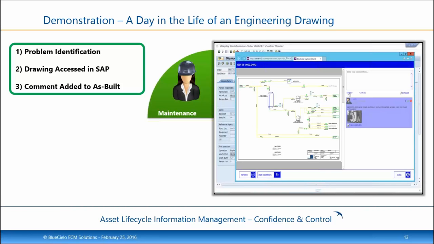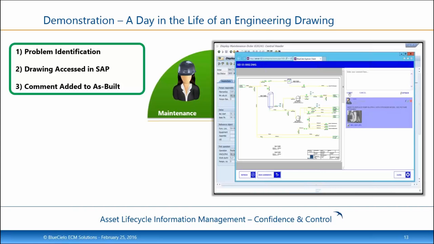So just to recap here, we saw that the maintenance worker accessed all of the relevant documents and drawings related to the pump right from SAP, like you can see here in the screenshot. I then submitted a suggestion for a change, and it triggered a notification all the way to engineering automatically. So now what I'm going to do is hand it over to Chris, the engineer, and he's going to show us what happens next from his perspective.